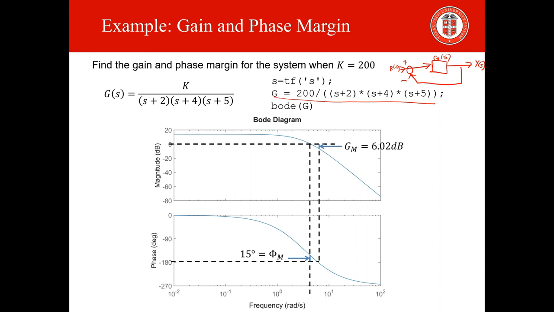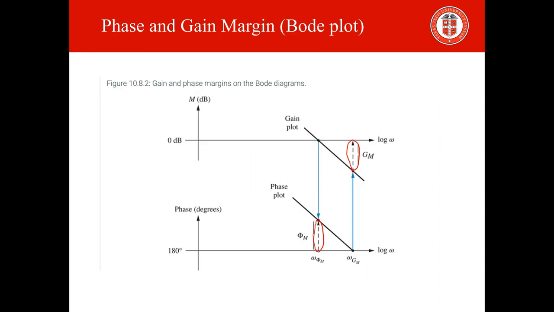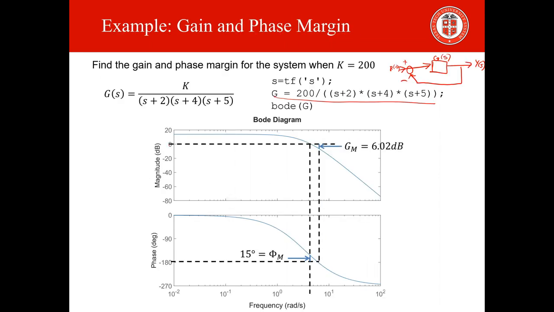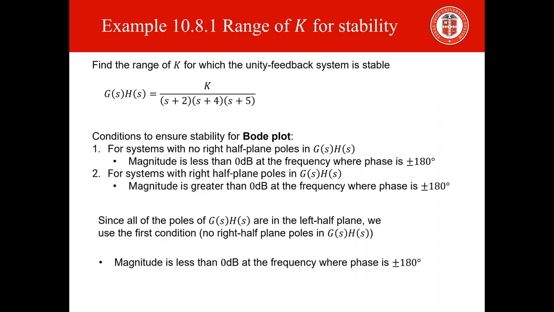Okay, so this first one is our magnitude plot. So this is our 0 dB line, and we follow this dotted line to where it intersects our magnitude plot, and then we draw this dotted line all the way down and follow it to where it hits the phase plot. So the difference between the phase plot and the 180 degree line, that's our phase margin. So this has a very small phase margin of just 15 degrees.